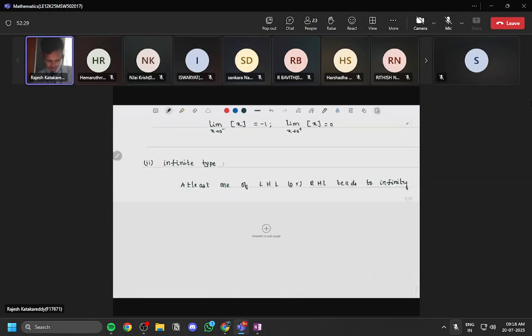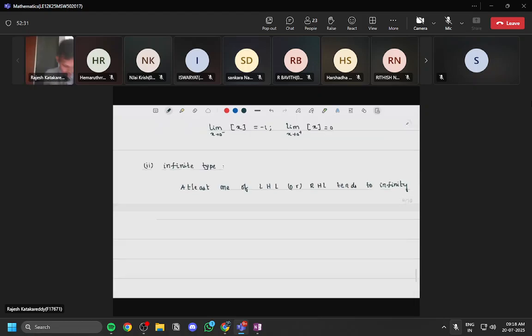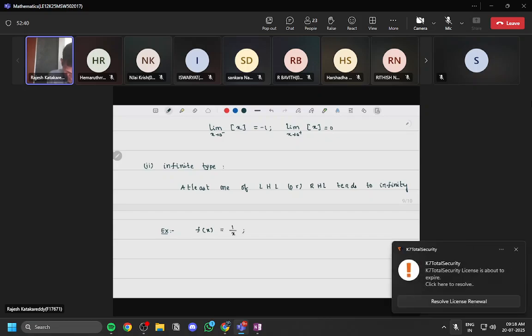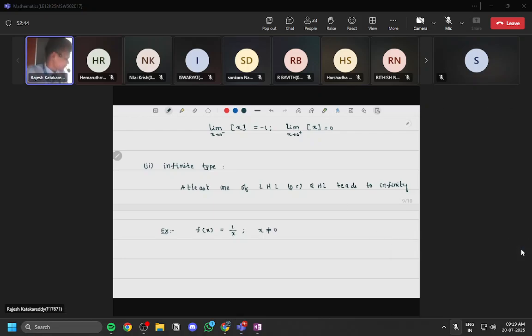A small example for this we can take: f of x is equal to 1 by x when x is not equal to 0. So f of x is equal to 1 by x. The right hand limit will be approaching plus infinity. The left hand limit will be approaching minus infinity.